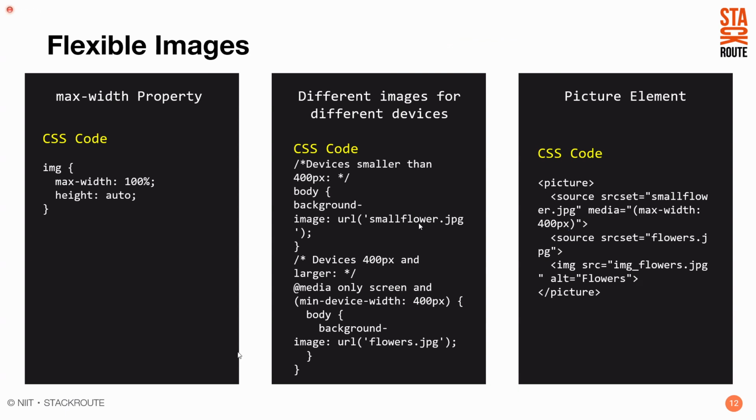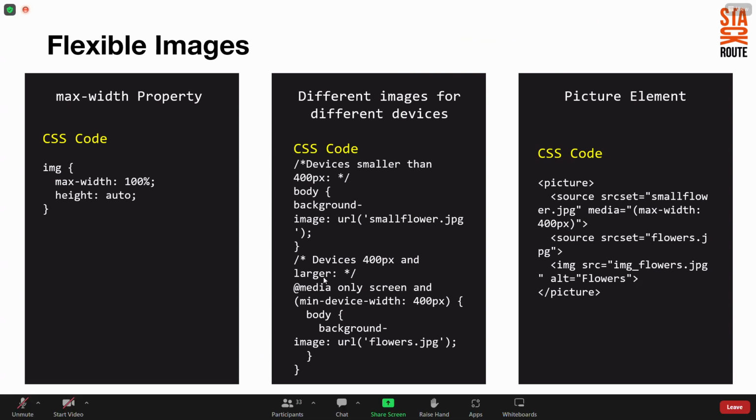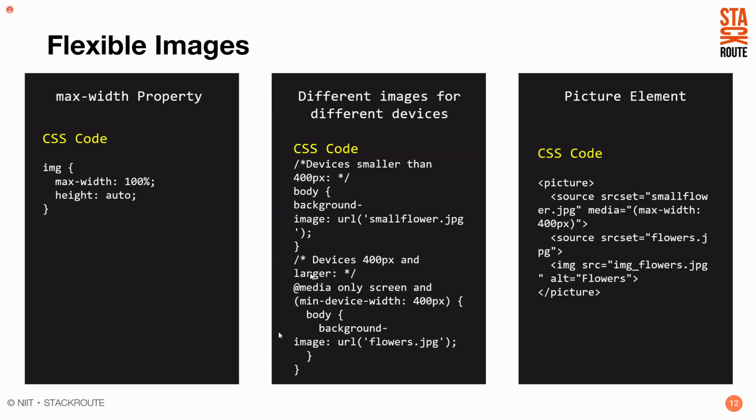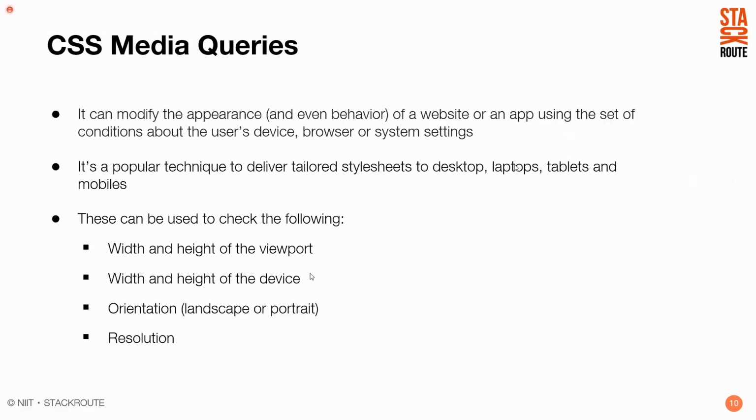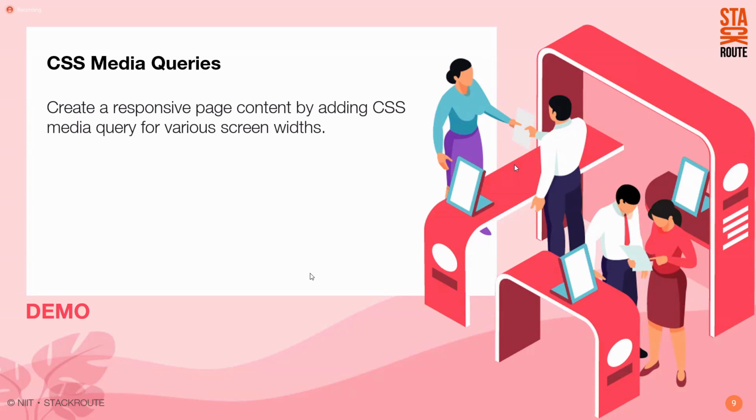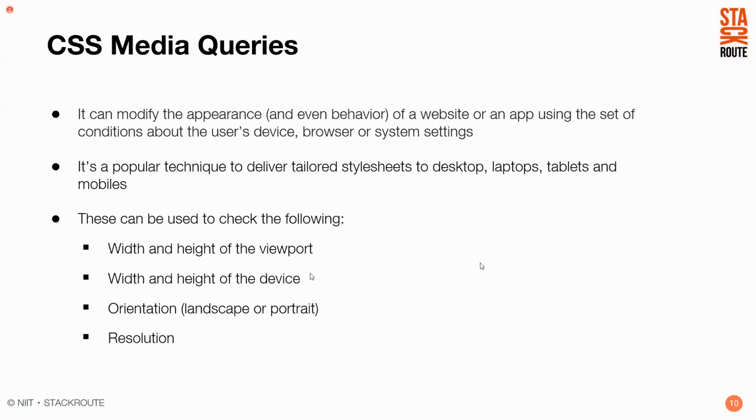After the break, you can try these flexible images via 3 different ways. One is maximum width, different images for different devices. The other one is the picture element by using the srcset attribute. Are you with me, guys? Yes, ma'am. Is that okay? You can get into this topic. We are talking about responsive web pages, different screen sizes.